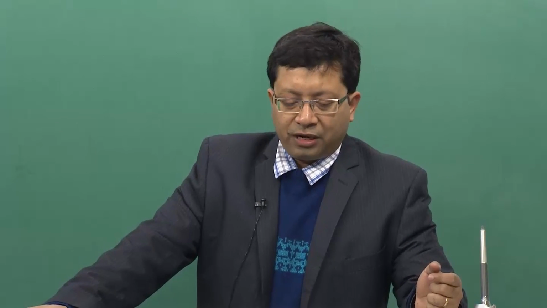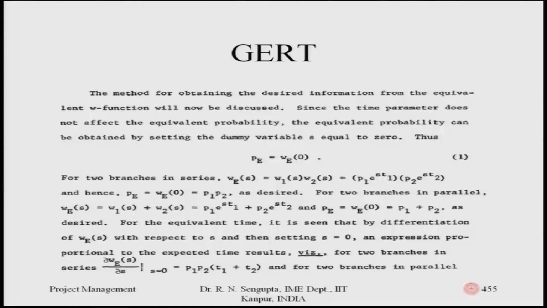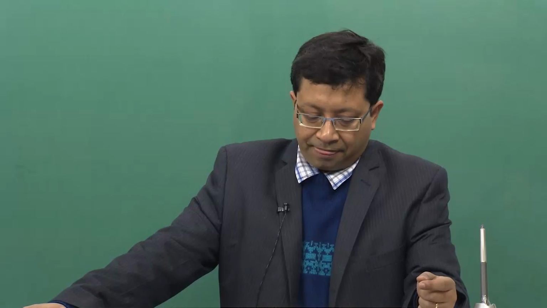So, the method for obtaining the desired information from the equivalent W function will now be discussed. Since the time parameter does not affect the equivalent probability, the equivalent probabilities can be obtained by setting the dummy variable equal to 0. So, the variable based on which you are trying to calculate that S value can be set to 0, and you can differentiate that, put it to 0, and then find out the overall characteristics of that function.